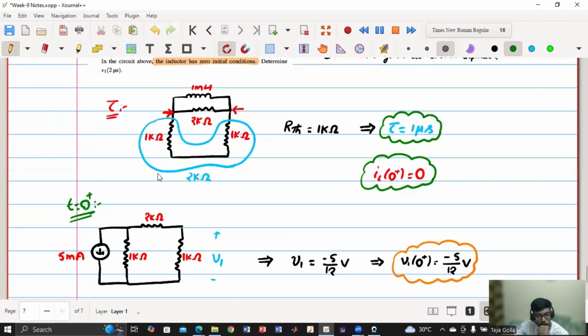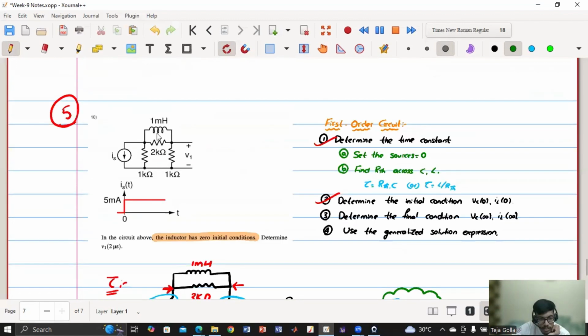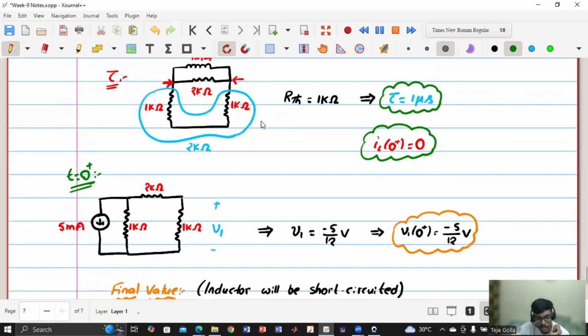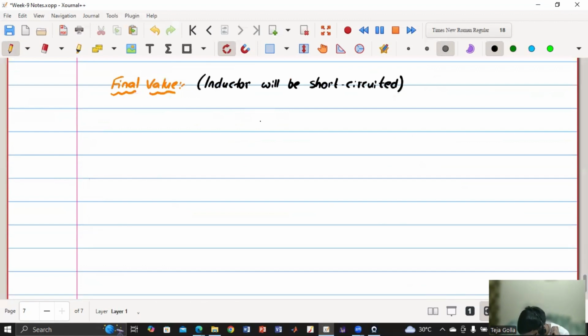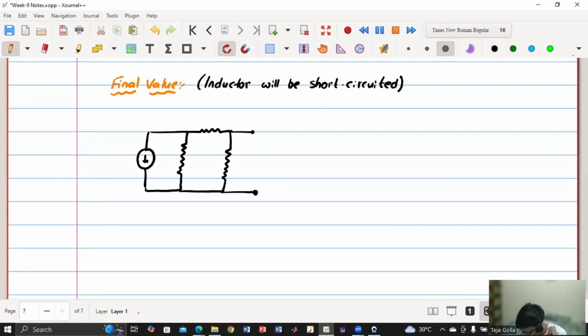Yeah. So now for calculating the final value, inductor will be shorted, which means this 2 kilo ohm will be shorted. So we'll have 1 kilo ohm and 1 kilo ohm left. Let me draw the diagram. Inductor will be shorted. Here we have 1 kilo ohm, and here initially we had a resistor, and this is also 1 kilo ohm, and you are finding this terminal voltage. Basically, these two terminals are shorted, which means there is no role of this resistor. This is 1 kilo ohm, this is 1 kilo ohm, this is plus minus V1 of infinite, and this is 5 milliampere. So can you calculate and tell me quickly what is V1 infinite?